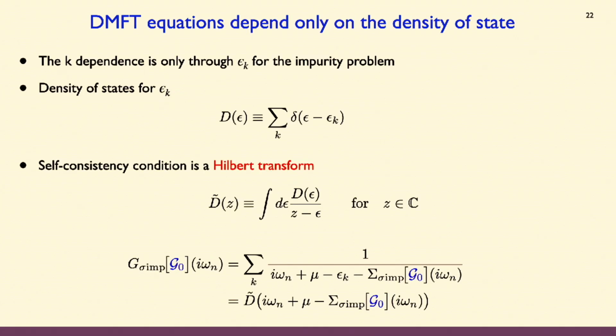Now, one thing is, in fact, the DMFT equations depend only on the density of states of the lattice, and the reason is that the k dependence in the equation is only through epsilon of k. So in practice, it's sometimes useful to use the density of states, D of epsilon, which is the sum of delta of epsilon minus epsilon k. If I introduce the notion of a Hilbert transform, which is the integral of D of epsilon over z minus epsilon, then this expression is nothing but the Hilbert transform at that value. So the only thing that matters for DMFT from the lattice is the density of states as a function of the energy. That's what enters the equations.